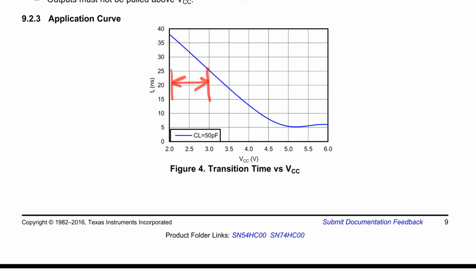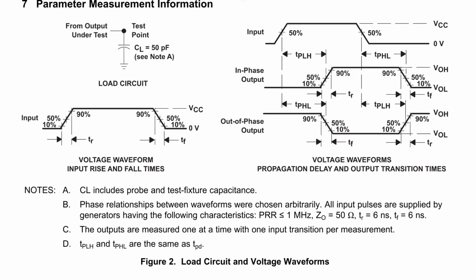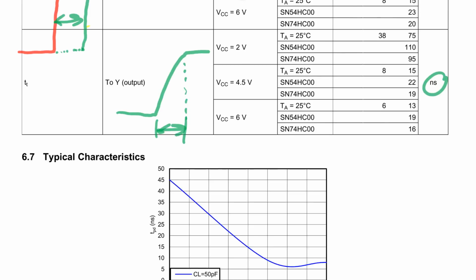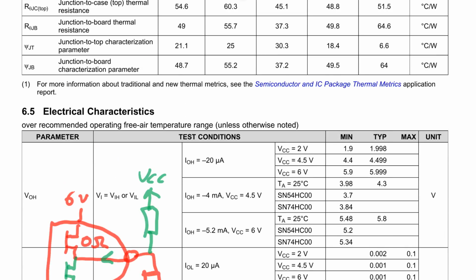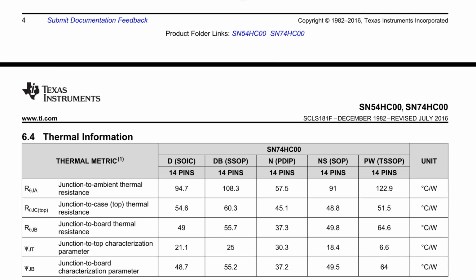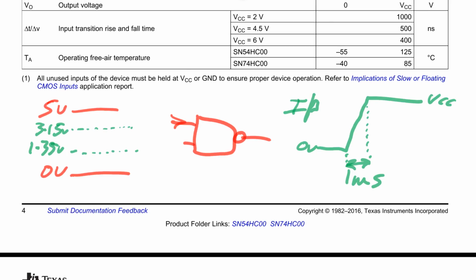And they actually told you this up here, which I maybe forgot to mention. All unused inputs of the device must be held at VCC or ground to ensure proper device operation. If you leave the inputs to one gate floating, it's not really going to affect the other gates. It could on a more complex chip, for example. That's why they tell you.